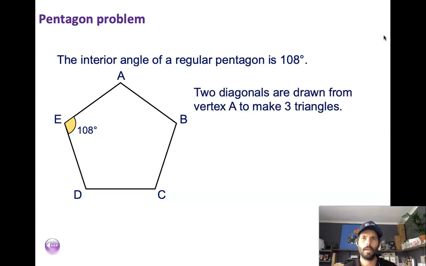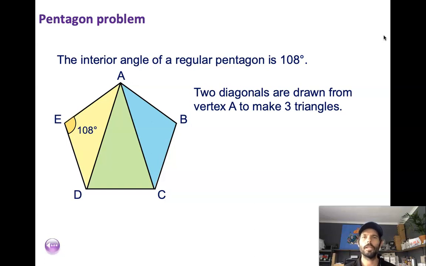And how do I know that? Is because if I draw 2 diagonals from vertex A, I can make 3 triangles. Okay, so remember, diagonals are lines that go from one corner to another corner, okay, not to its adjacent corner. So I can't draw a line from A to E as a diagonal because A to E is already there. Okay, but my first diagonal would be A to C, and my second diagonal would be A to D. Those are the only diagonals I can draw in a pentagon.